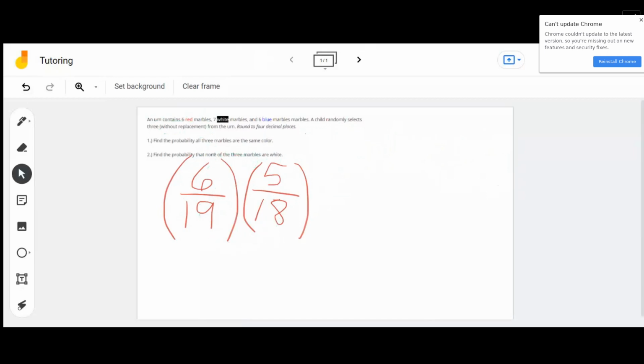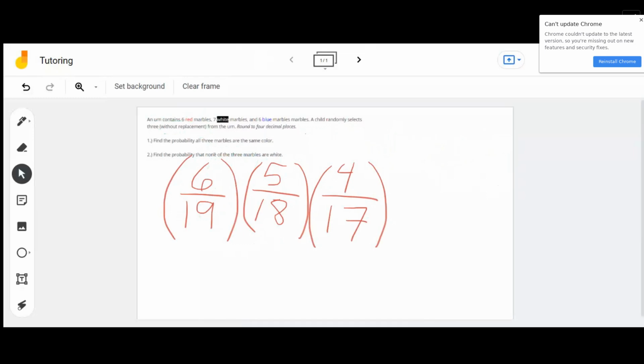And you might be able to tell where this is going. If we want to figure out the probability of getting a red marble on our third draw, now there's another marble missing from the urn and another red marble missing from the urn. So there's only a 4 out of 17 probability of getting a red marble on your third draw.